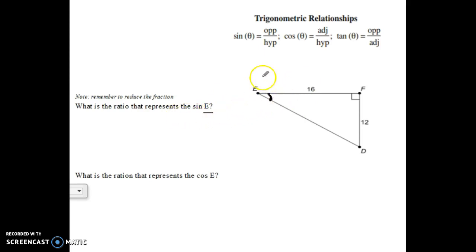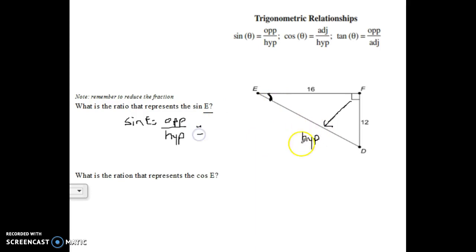And we want the sine function. Notice up here is the opposite. So the sine of E is the opposite over the hypotenuse. All right, so our hypotenuse, remember, is always opposite the right angle. So this is our hypotenuse.